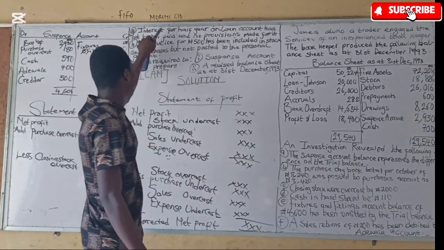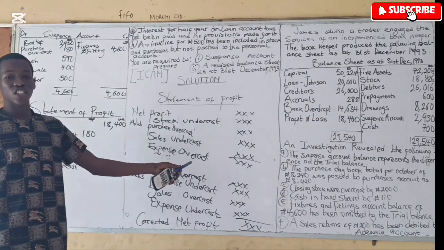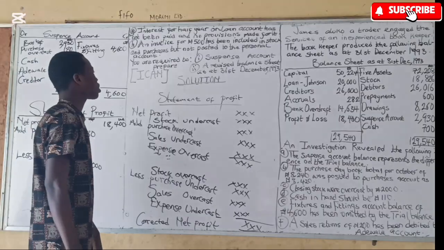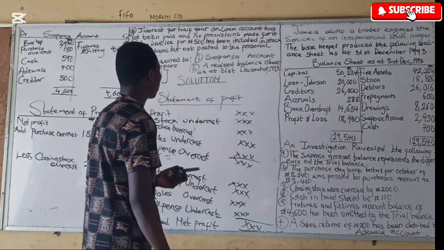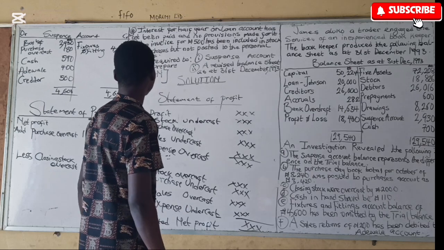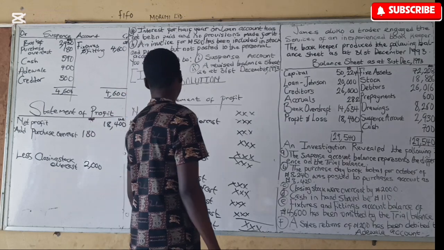Don't forget, the other time I talked about interest on loan. I said interest on loan is an expense, so it's moving to your statement of profit. Now, how do we treat that? The question said interest for half year on loan has not been paid and no provision made for it.